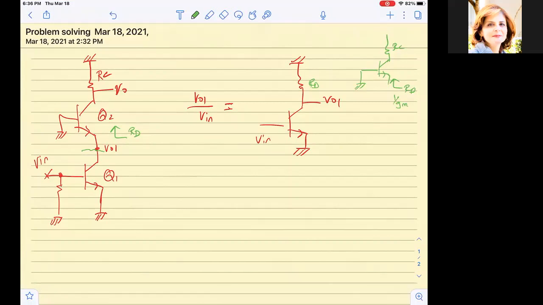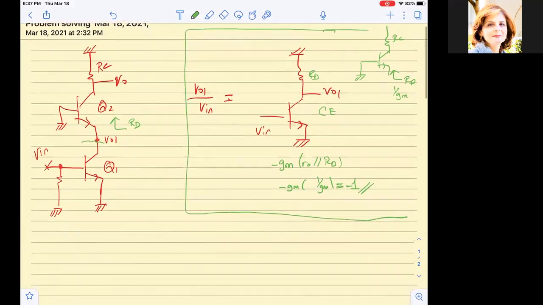Okay, and therefore, since RO is infinite, the gain is typically minus GM times RO parallel RD. But RO is infinite, so RO parallel RD is just RD, and this is minus GM times 1 over GM, so if we are computing it correctly, this gives 1. Okay, and I'll double check it for you. So this is minus 1, right? Okay, so this is minus 1. This is for the common emitter stage. This is for VO1 over Vn.